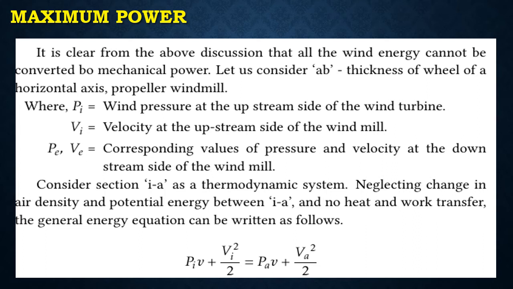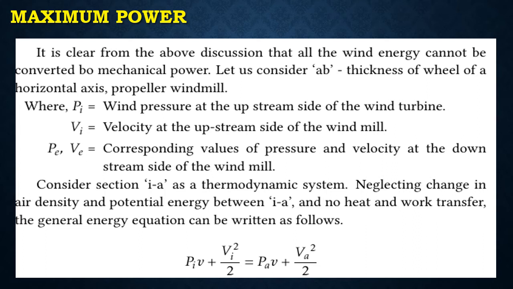They are considering a thickness of the wheel, that is, the horizontal axis propeller windmill thickness. In that, Pi is the wind pressure and Vi is the wind velocity at the upstream side, and Pe and Ve are the corresponding wind pressure and velocity on the downstream side. This means for this thickness AB, the upstream side is at the beginning of the thickness, and the downstream side is after passing through the thickness. So the pressure and velocity terms are given here.